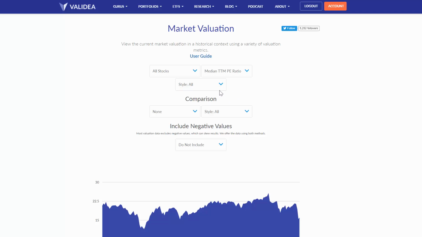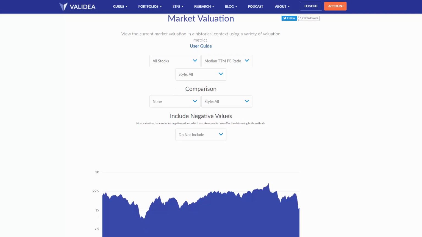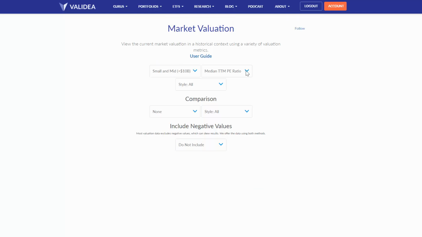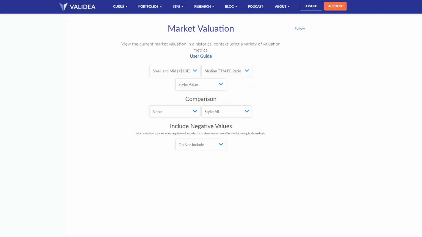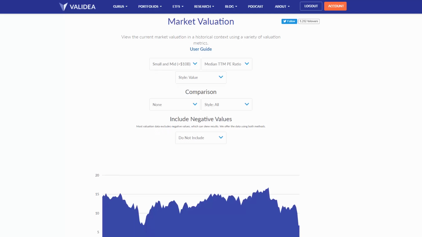Our market valuation page allows you to look at valuations on both an absolute and relative basis. For example, if you wanted to look at the valuation of small cap value stocks relative to their own history using the PE ratio, you would select small cap stocks from the left drop-down on the page, trailing 12-month PE ratio from the second, and value from the right box. The resulting chart would look at the median valuation of value stocks, the cheapest 20% of our database, from 2006 to the present.